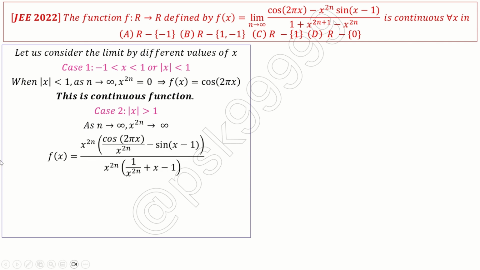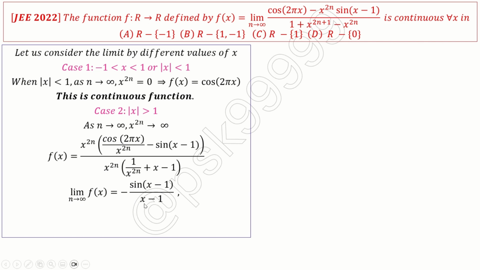That's what I do. So if I take x to the power of 2n common, this will become cos of 2 pi x divided by x to the power of 2n minus sine of x minus 1 divided by x to the power of 2n, into 1 by x to the power of 2n plus x minus 1. Now these two get cancelled. So if I apply the limit, I am left with this is 0, this is 0, minus sine of x minus 1 divided by x minus 1. Correct? So my limit, limit n tends to infinity f of x, is equal to minus sine of x minus 1 by x minus 1. Okay, this is my limit.